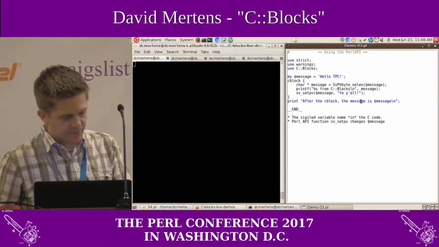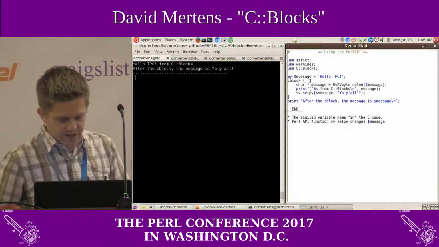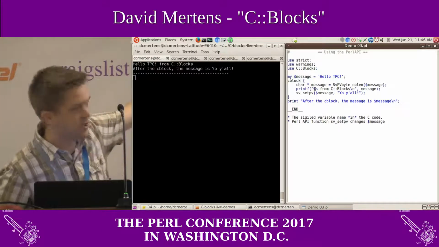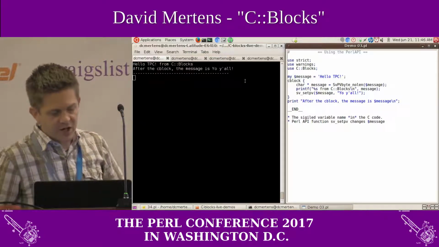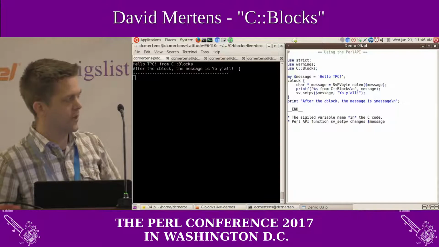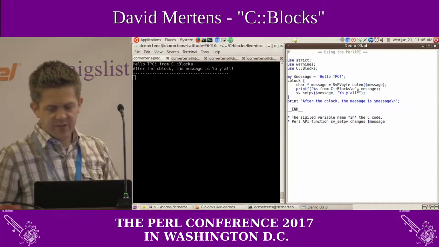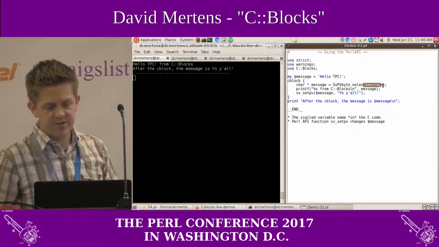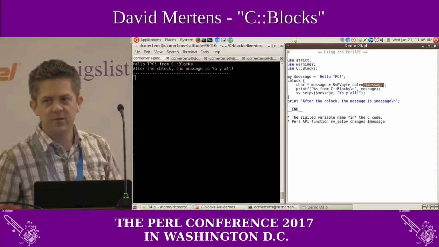So if we run it, the printf in the C block says what we expected it to say, and then we actually change the contents of that SV because it's just an SV, right? So we have access to that. But there's something very sneaky going on here, because that's just a sigil thing. C doesn't know what sigils are, right?